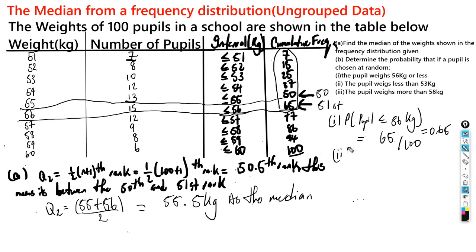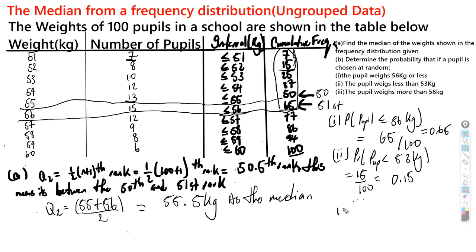And for the second one, it says determine that the pupil weighs less than 53 kilograms. So the probability here is the pupil weighs less than 53 kilograms, right? In that case, it would actually be 15 down, because it wouldn't be 25, since it's not less than or equal to. If it was less than or equal to, it would be 25, but in this case, it's actually less than. So the answer is 15 over 100, which is 0.15, and that's the probability.